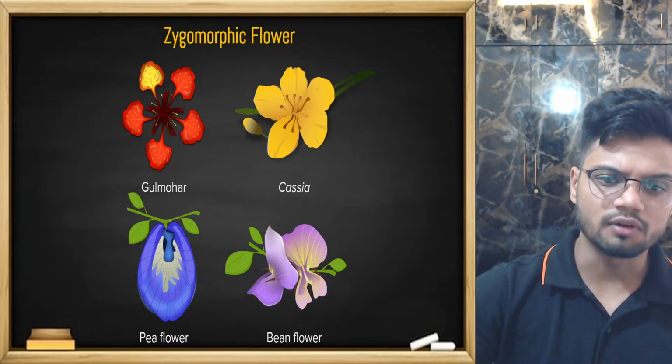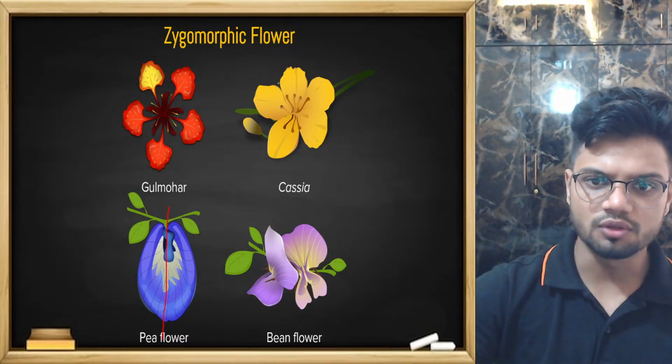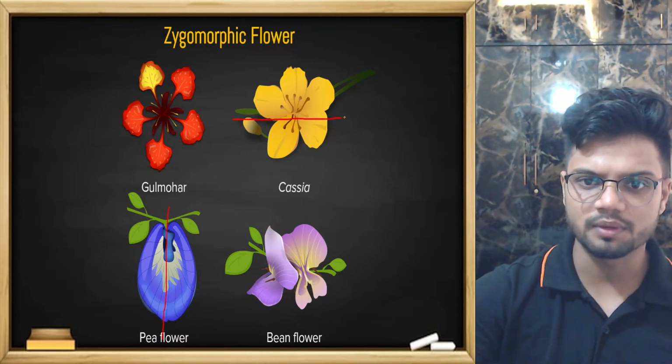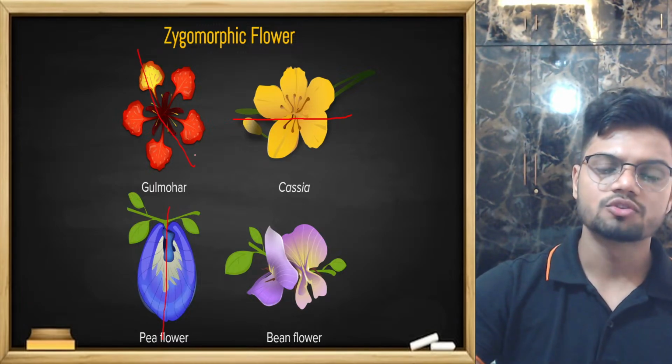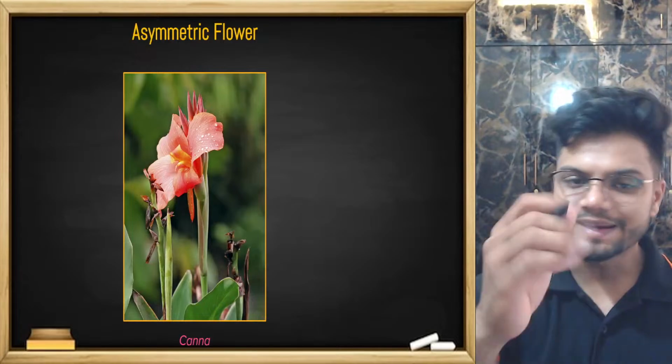You can divide it only in one plane, something like this. That's all. Even this can be divided into two equal halves only in this plane. Understanding? This also can be divided into equal halves only in this plane. So only one plane: zygomorphic. Now try dividing this flower.